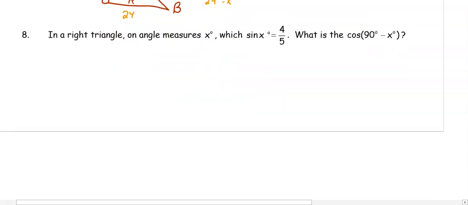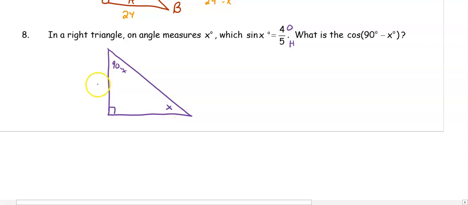So our last problem is an SAT problem. In a right triangle, an angle measures x degrees. Which sine of x is 4 over 5? What is the cosine of 90 minus x? So this goes back to what we were talking about yesterday. If I have two angles in a triangle, so let's say I have x here, which means the other angle is 90 minus x, sine is opposite over hypotenuse. So from x, the opposite side is 4, the hypotenuse is 5. But if we are looking from angle 90 minus x, and we're doing the cosine, that's our adjacent over hypotenuse, so it's going to have the same ratio as 4/5.